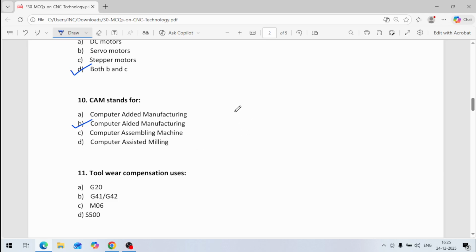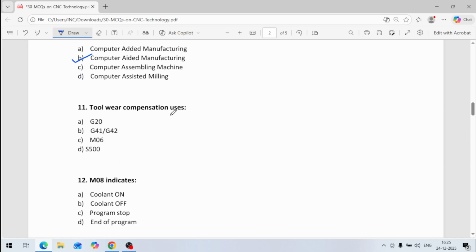Okay. So the next question is: tool wear compensation uses which codes? Compensation is only G41 and G42, used for compensation. G20 is for inches, another is for tool change, and S is for RPM, etc. So B is the answer here.